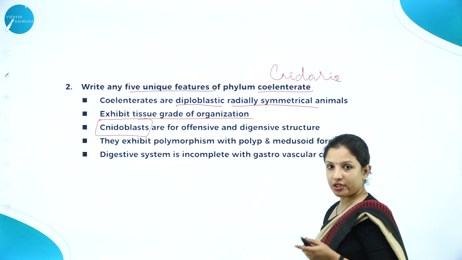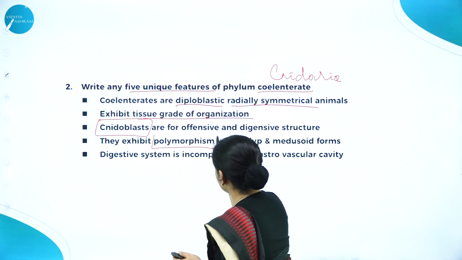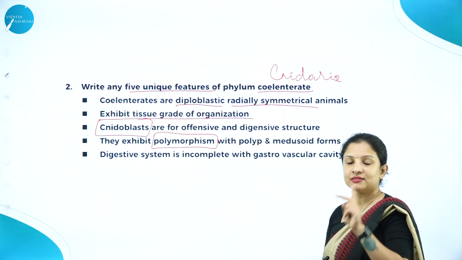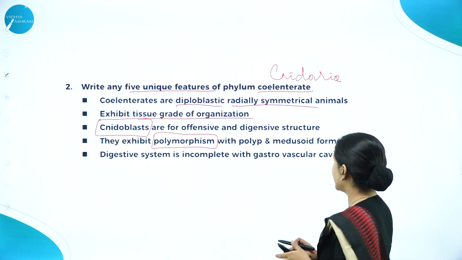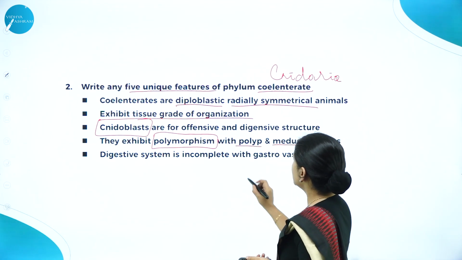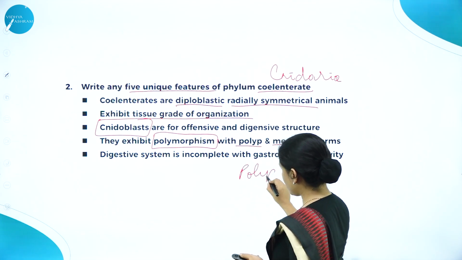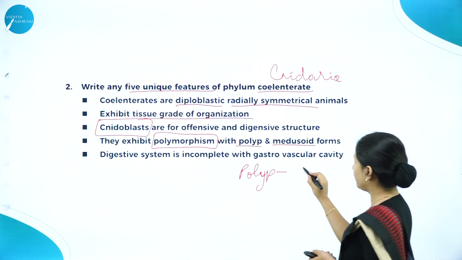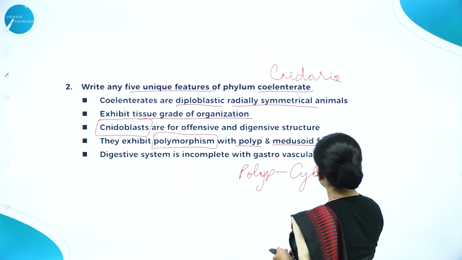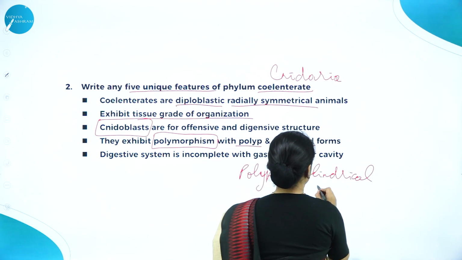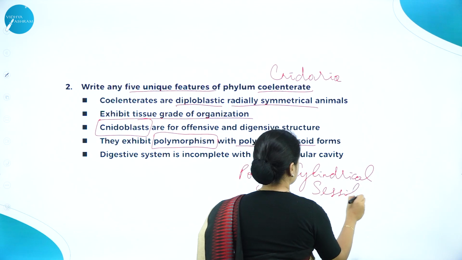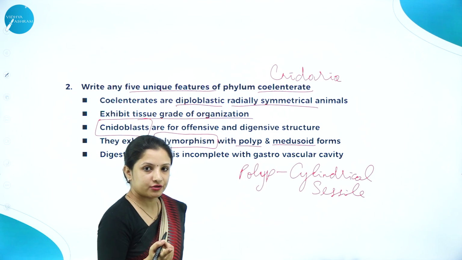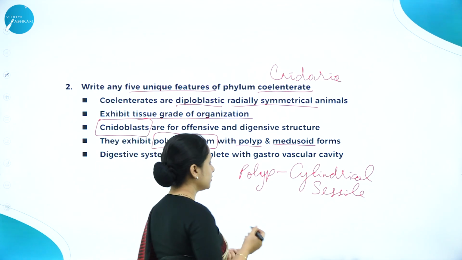And they exhibit polymorphism. Writing this is also very important, because in no other organism do you find this. That is, they exist in 2 stages: the polyp and the medusa form. After writing about polyp and medusa, you can write that the polyp is cylindrical and sessile. Examples are Obelia, or Hydra, which you can also write.